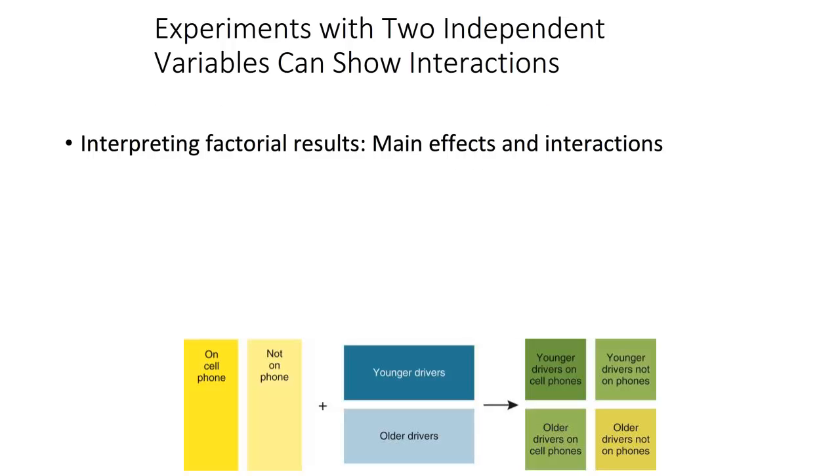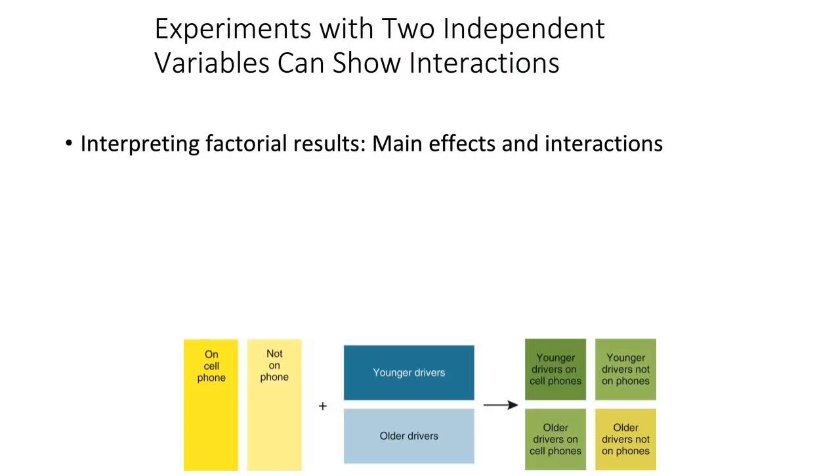So returning to the example that we used a second ago, we had an independent variable cell phone condition that had two levels, so either you're on a cell phone or you're not on a cell phone, and we wanted to know the influence of that on braking time, which was our dependent variable. Here, when we're considering an interaction, we add another independent variable. In this instance, we're using age, so we have two levels of this independent variable again. We have younger drivers and we have older drivers.